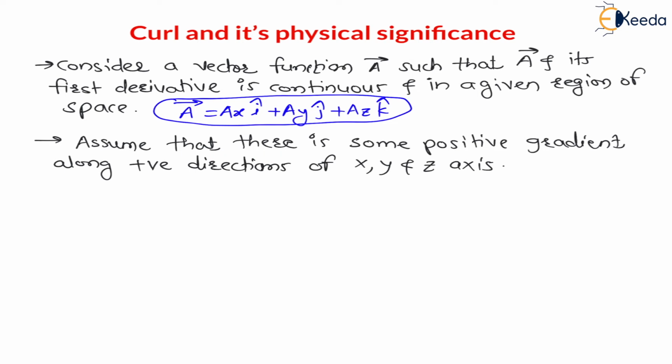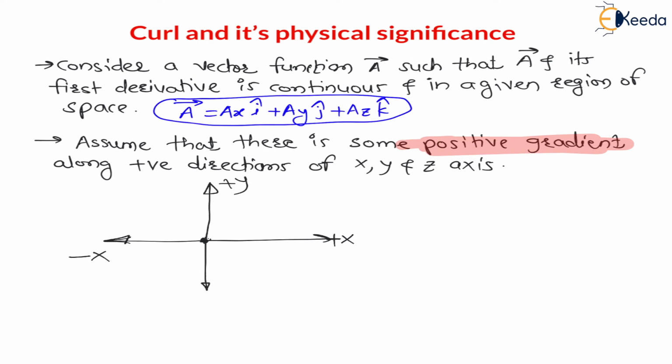Assume that there is some positive gradient along the positive direction of the x, y, z axes. What is the meaning of positive gradient? Positive gradient along positive axis, let us understand this. It means this vector field increases in the positive direction and decreases in the negative direction. Let us understand here: at this point, this is the positive x-axis. Here there is the negative x-axis, upward is the positive y-axis and downward is the negative y-axis.